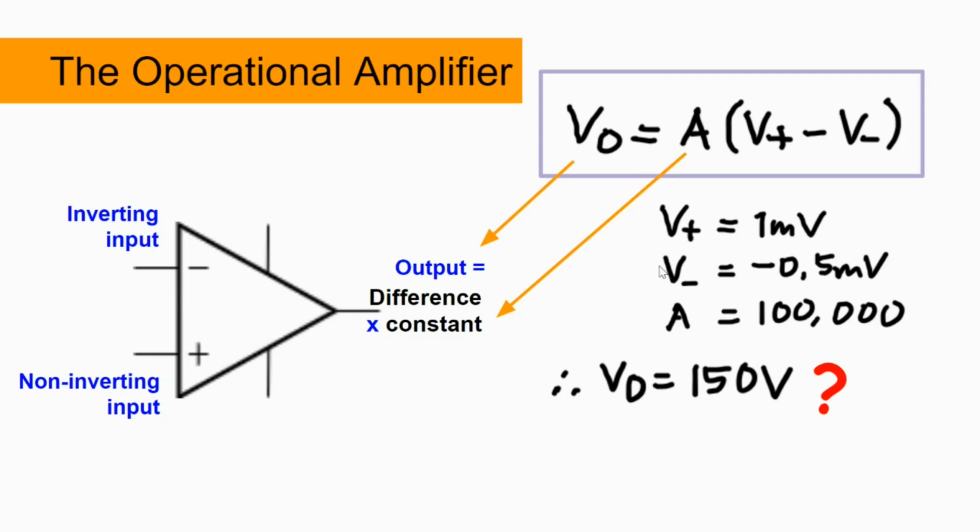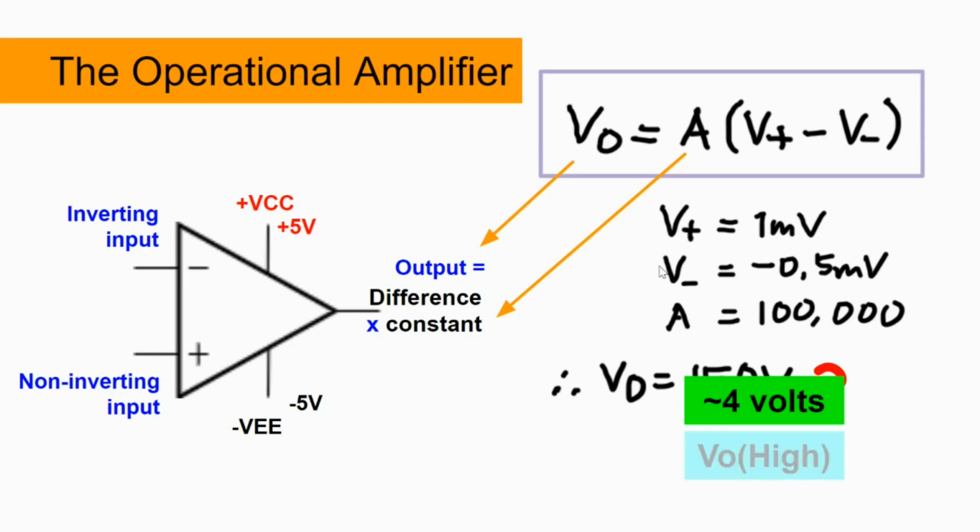To answer that, let me say that the op-amp is usually powered by two voltage sources, positive VCC and negative VEE, which limit the output of the device. For instance, if our VCC equals 5 volts and VEE equals negative 5 volts, the output will be within that range so that instead of 150 volts, it will just be positive 4 volts. But more importantly, you will observe that Vout will always be the same value, let us call that Vout high, whenever V positive is greater than V negative.